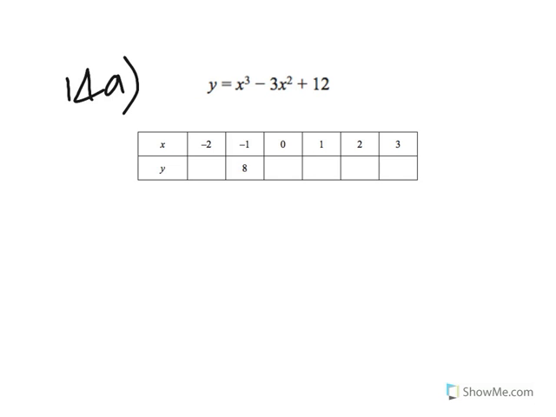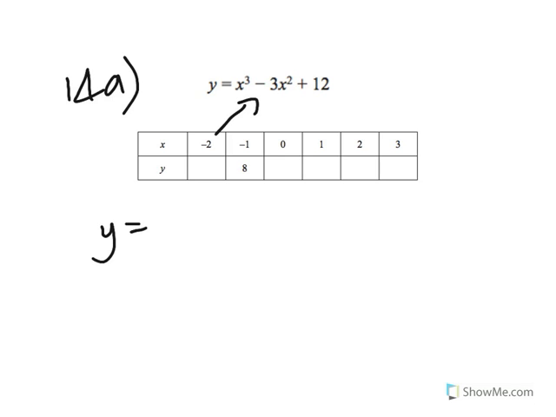Alright, so 14a is asking you to complete the table of values for x cubed minus 3x squared plus 12. And you're given x values, and you just got to find their y values. So all you got to do is substitute the x values into this equation. Alright, so first of all, let's take minus 2.